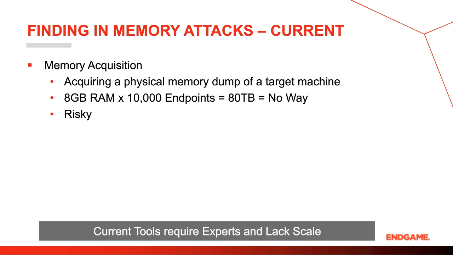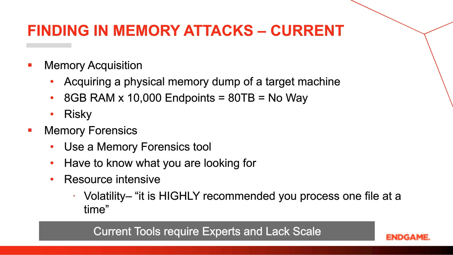But let's say you are able to acquire the memory. The next thing you need to do is actually analyze that memory. And this is going to require Tier 3 plus plus. It's going to have to know how to use a forensics tool like Volatility, et cetera. And then you're going to have to really know what you're looking for. And this can be very resource intensive. And even the author of the Volatility product basically says it's highly recommended for you to do this one process at a time. And you translate that to this thing doesn't scale.